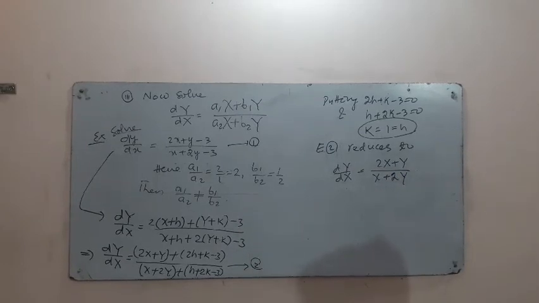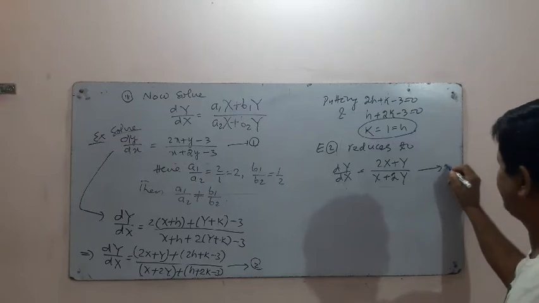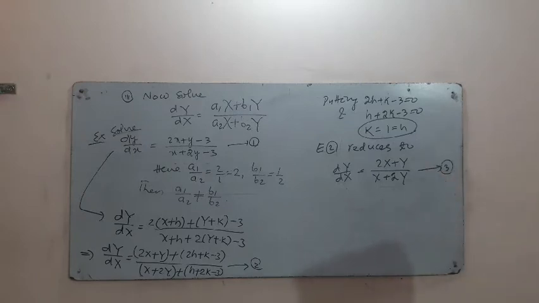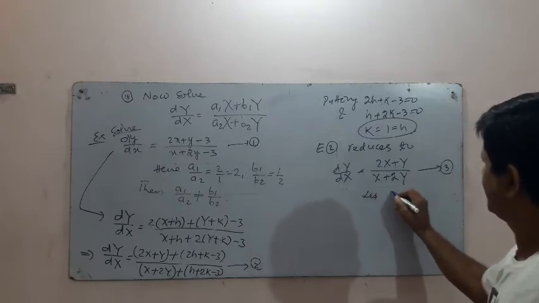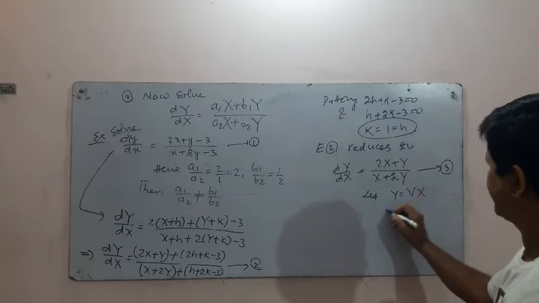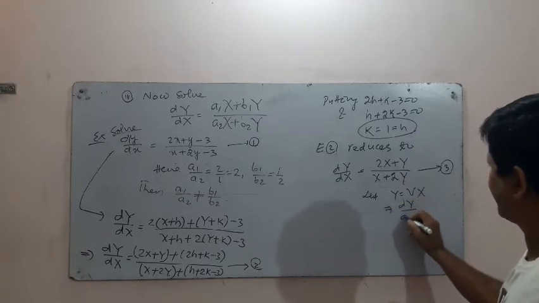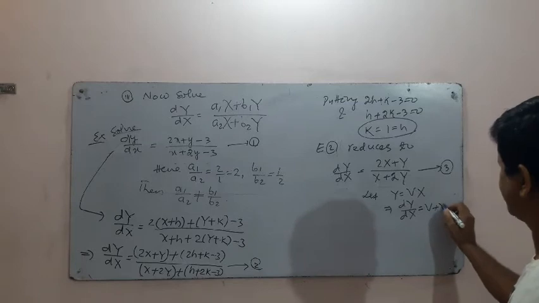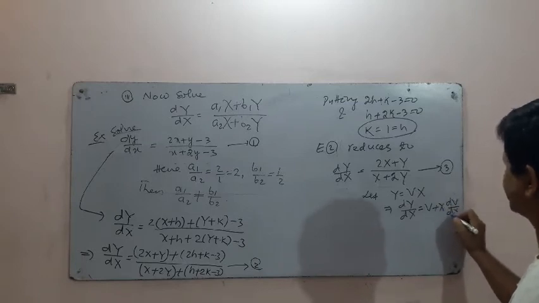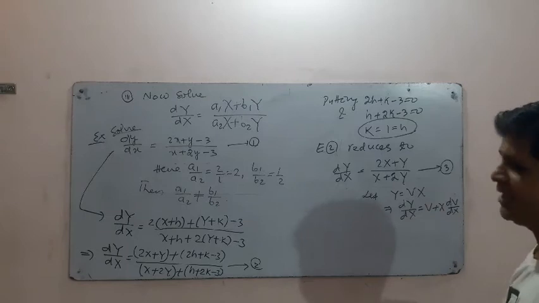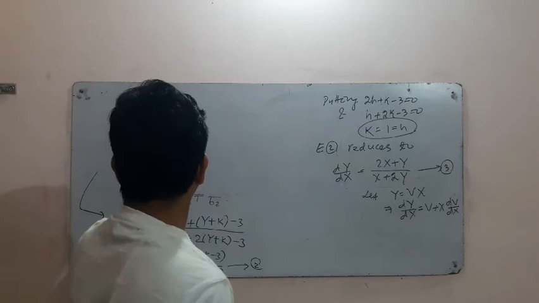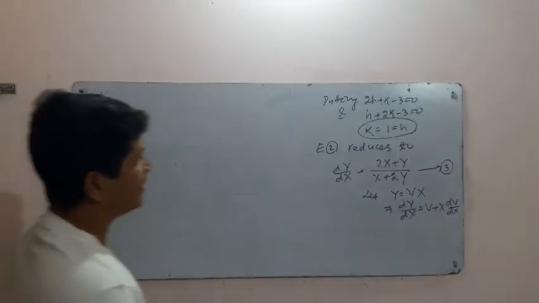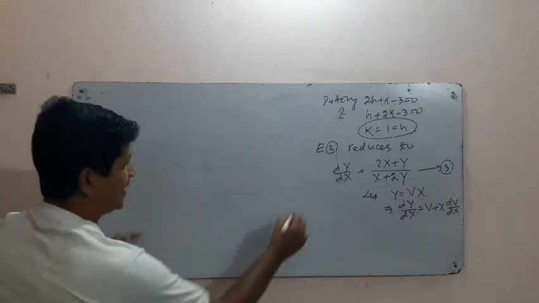Right? Now, what form does it reduce to? It reduces to homogeneous form, case 1 form. So put Y is equal to vX. Let Y is equal to v into capital X. Then dY by dX is equal to v plus X into dv by dX. We put Y is equal to vX and dY by dX is equal to v plus X into dv by dX.